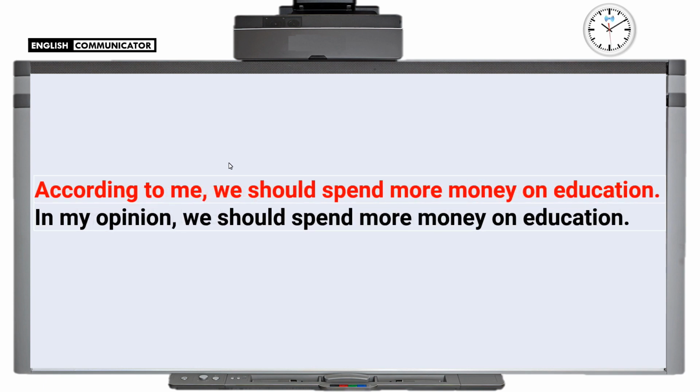According to me, we should spend more money on education. Wrong. Why? In my opinion, please. Don't say according to me. Yes, you can say according to my boss or according to my brother, but you can't say according to me. No, say in my opinion, we should spend more money on education. That's a possibility.